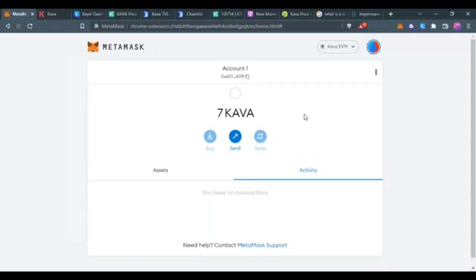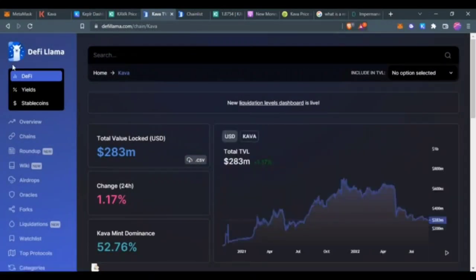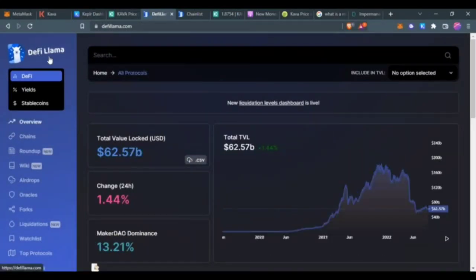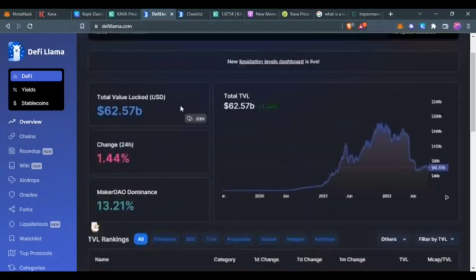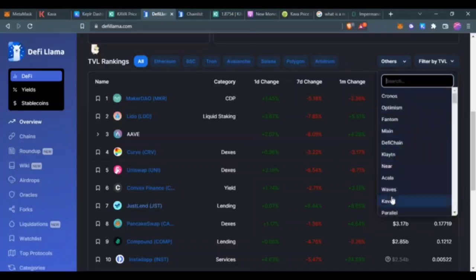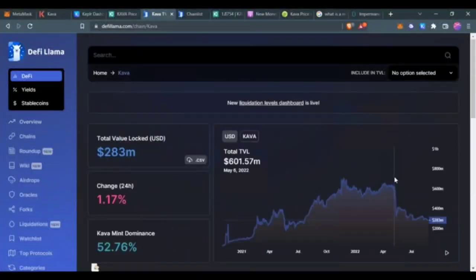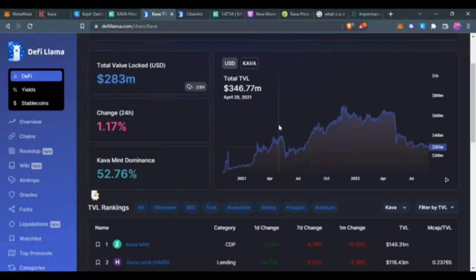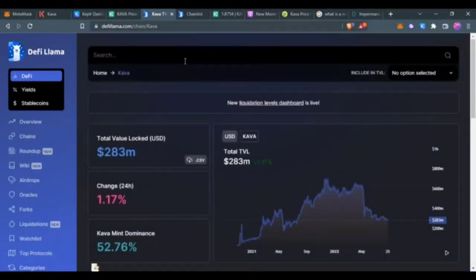which allows us to interact with the Ethereum-like networks, to which now we have to find, okay, well, where can we use it at? Well, let's go to DeFi Llama. And for anyone that's not familiar with DeFi Llama, it is a platform that allows you to see a number of the top decentralized applications among a number of different networks. And all we want to do is go over here to others and just look for Kava, which is right here.